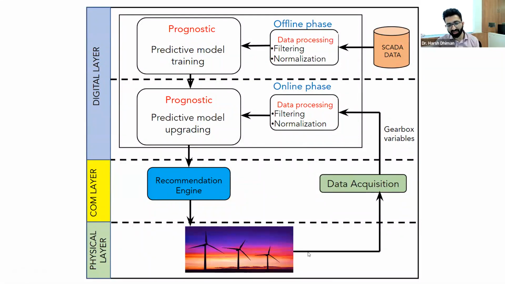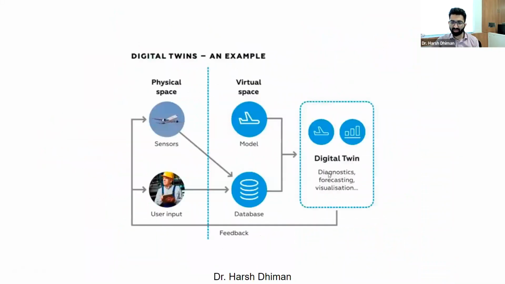Your data is communicated from your actual asset to the virtual space via data acquisition. So you collect data from sensors and then you transmit this data to your digital layer, where essentially you have deployed your machine learning models. The output of the digital layer is what? As discussed in this particular slide, you could have diagnostics, you can have forecasting, and you can have visualization as well.